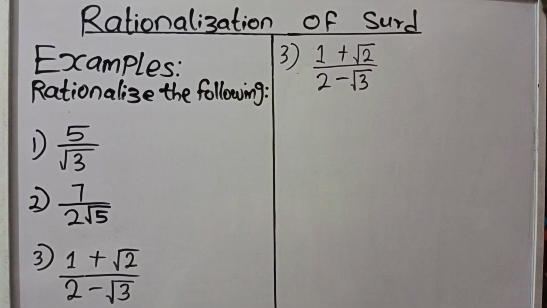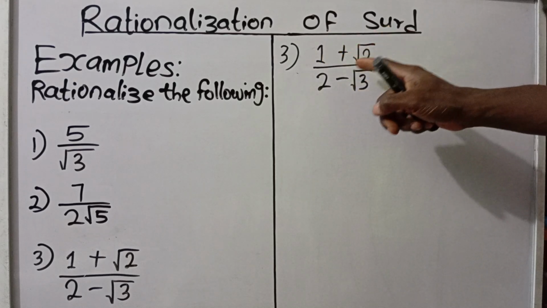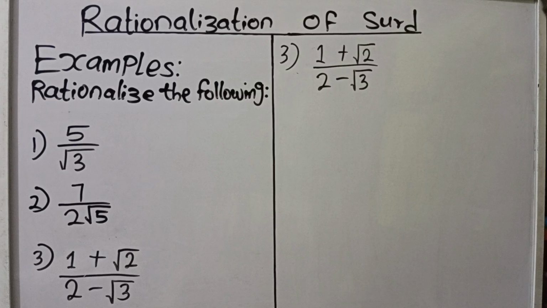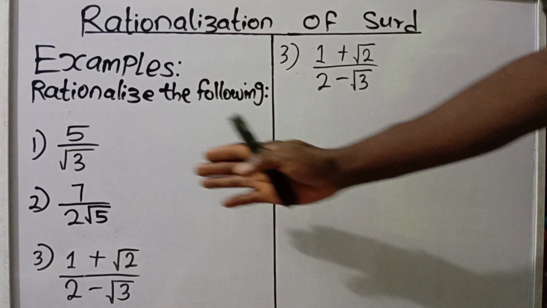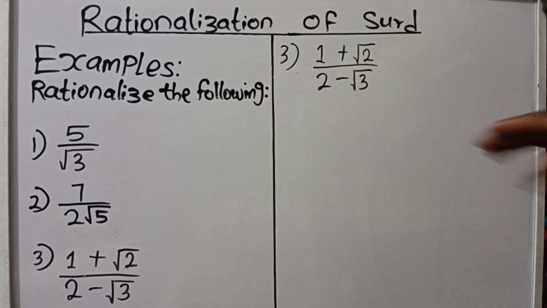Now for the number 3 question, the question reads 1 plus root 2 all over 2 minus root 3. How do we approach this particular one? We are going to be taking a similar approach as this one, but with some slight adjustment with what we're going to be doing with the denominator here.